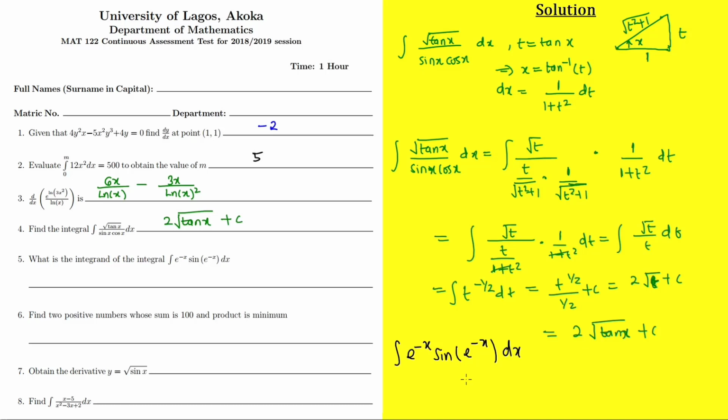Now if you are given an indefinite integral of a function f of x dx, the f of x here is called the integrand. So what is the integrand of our integral? It's just the function here, the primitive function, that is e raised to the power negative x, sine e raised to the power negative x, and you are done. So this is just your answer. Alright, so let's move on to the next question.